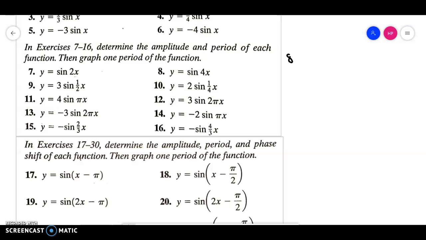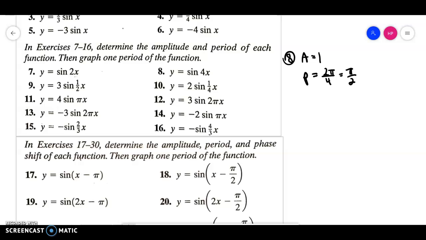So for number 8, because there is no coefficient out in front, the amplitude just stays at 1. So it'll have that height of 1. And then the period, remember, is 2 pi divided by b, so divided by 4. So the period now is actually pi over 2.